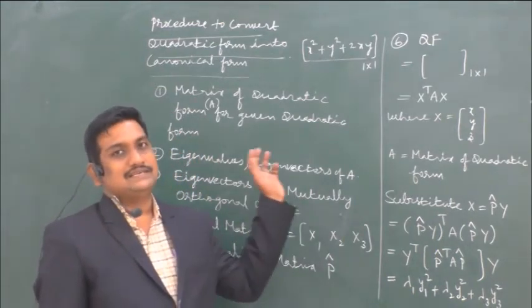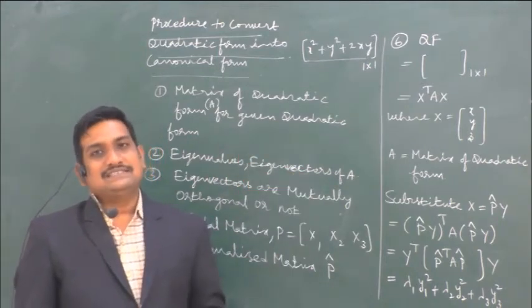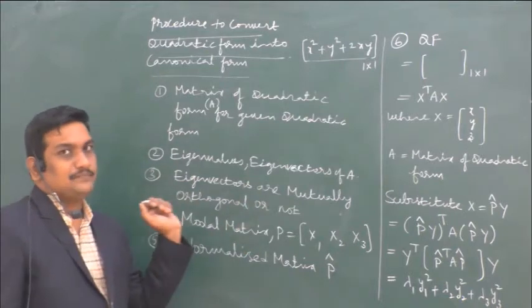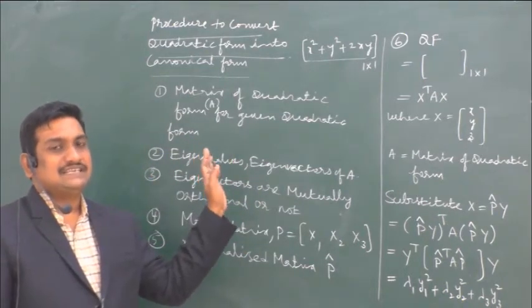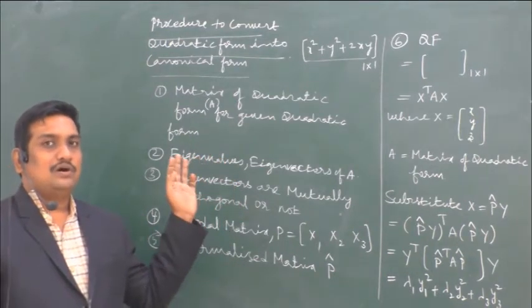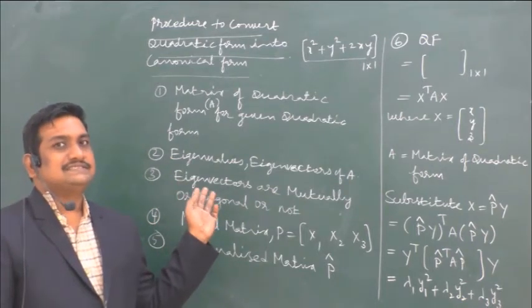If we assumed the quadratic form is in 3 variables x, y, z. Okay, now let us see the procedure once again. A quadratic form is given. Quadratic form means it is a second degree expression. It can be in 2 variables or 3 variables. Okay, it has both product terms and square terms.